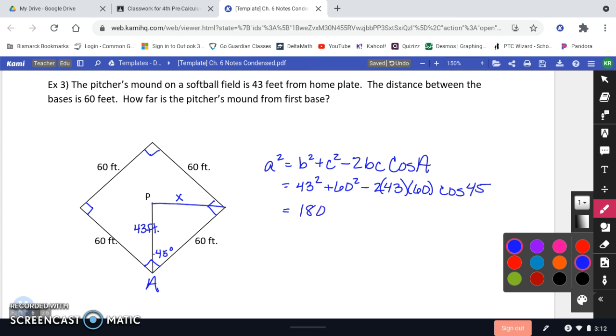So when I substitute in, this simplifies to just a little bit over 1800. Now remember that's A squared, so take the square root, and you get A is about 42.4 feet. So a little bit less distance there.